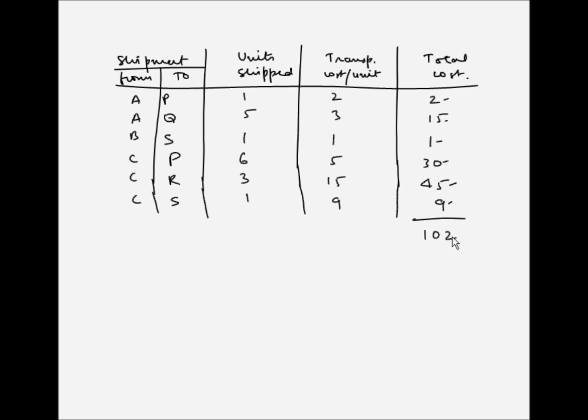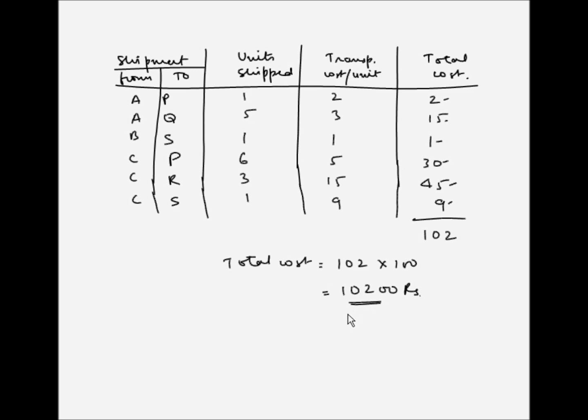So the total cost is 102 multiplied by 100, because this cost is in hundreds. So this is 10,200 rupees. So this is the total cost which we have achieved using the Vogel's approximation method.